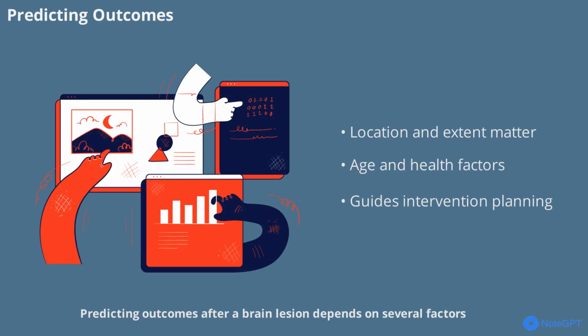Predicting outcomes after a brain lesion depends on several factors, including the location and extent of damage, the patient's age, and their overall health. Lesion mapping and neuropsychological assessments provide valuable information for estimating recovery potential and planning appropriate interventions.